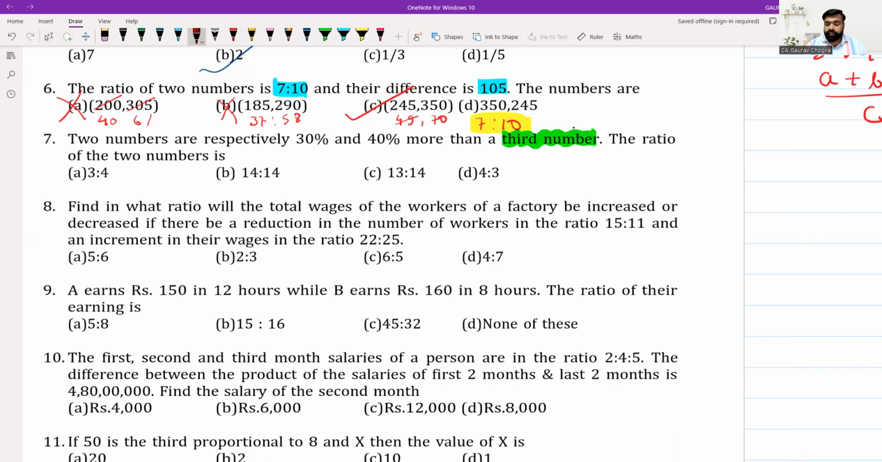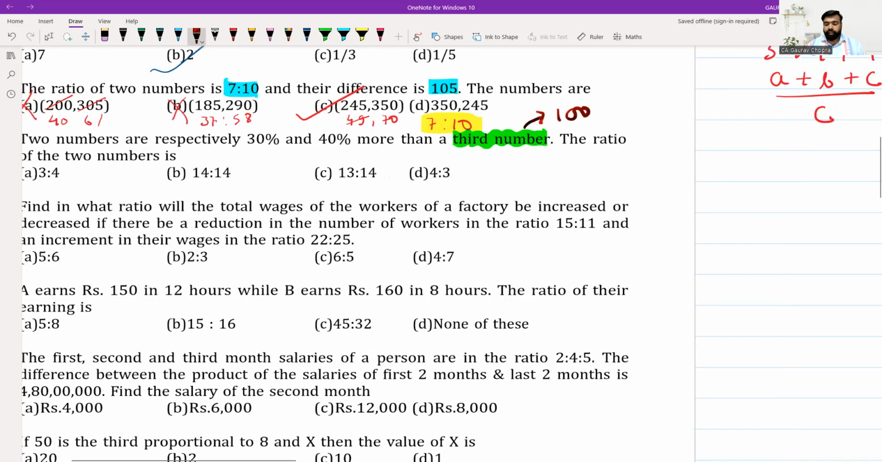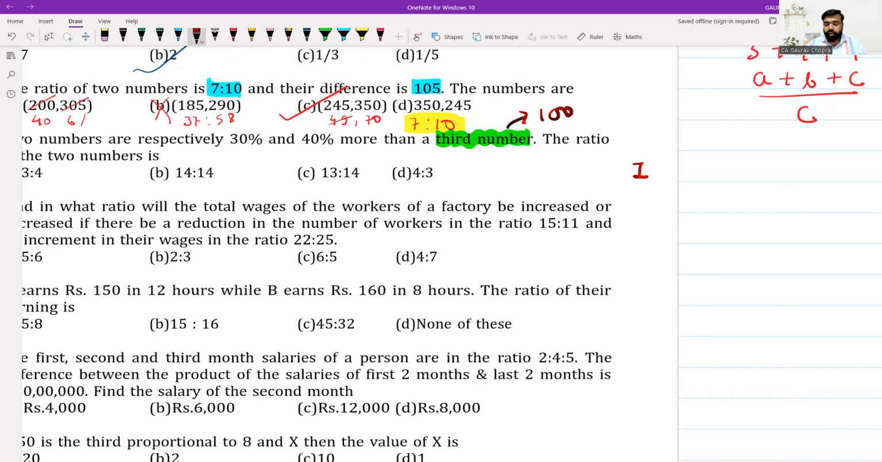Let this third number be 100. You assumed this third number to be 100. So what is the first number? The first number is 30% more. So as soon as you add 30% to 100, you get 130. You can check on the calculator. 100 plus 30% gives you 130. What about the second number? The second number is 40% more. You can add 40% and you will get 140.